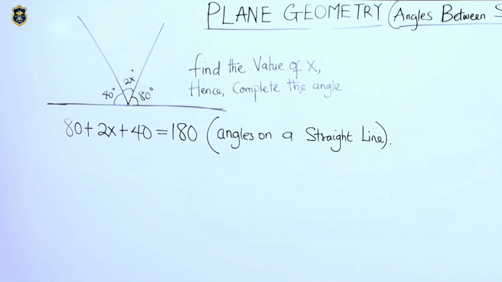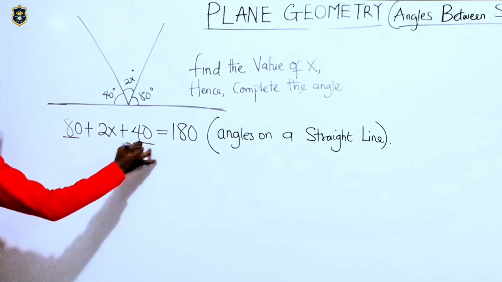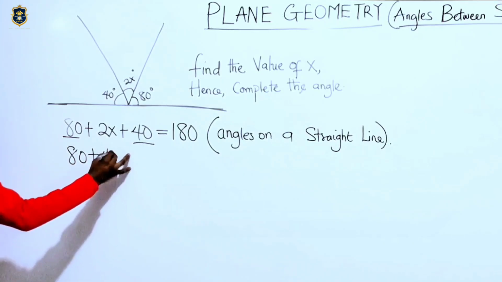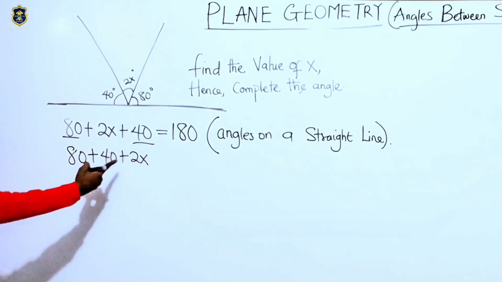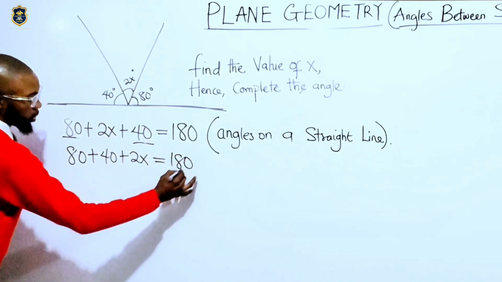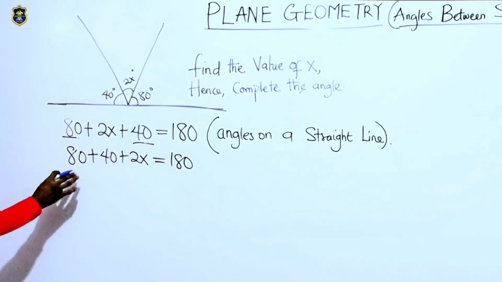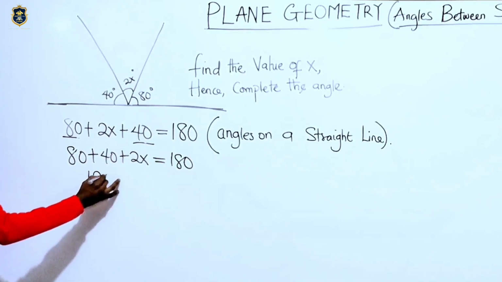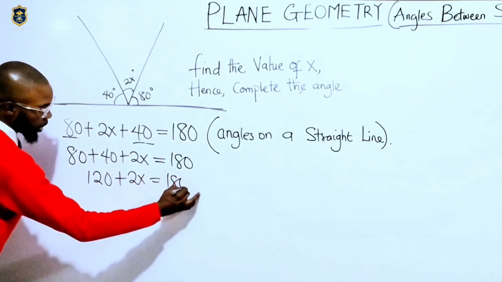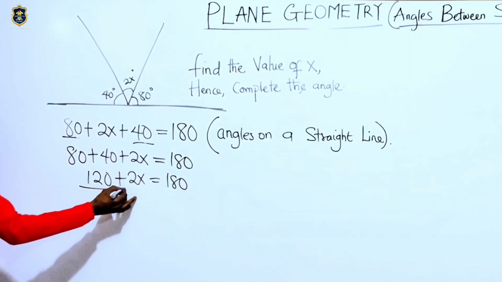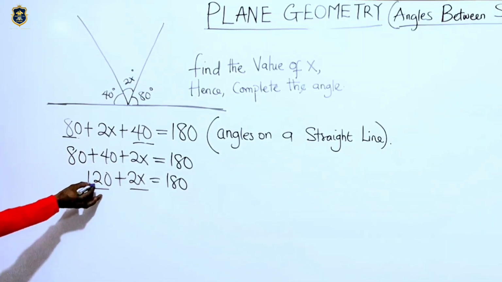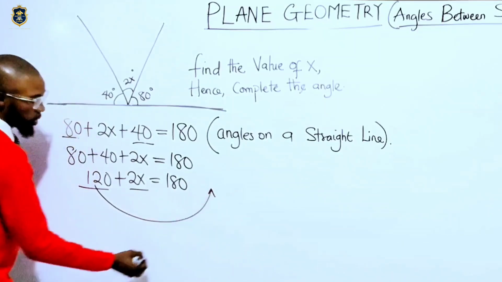So what do we do now? We collect like terms. 80, we add 40, because this can't add. So we have 80 plus 40 plus 2x, by collecting like terms, bringing those that can add, equal to 180. That's how math is solved. 80 plus 40 gives us 120, plus 2x equal to 180. This 120 cannot be here with this one because this one is carrying an x and this isn't carrying an x. So this 120 will come here.